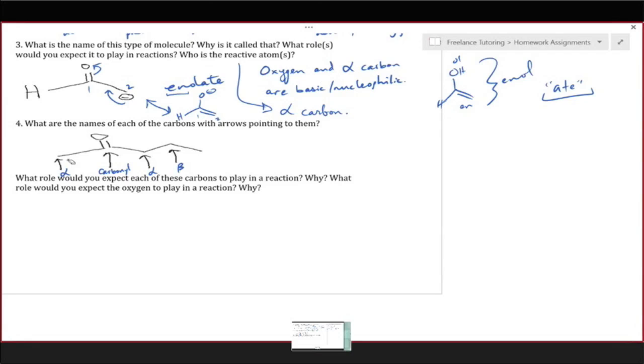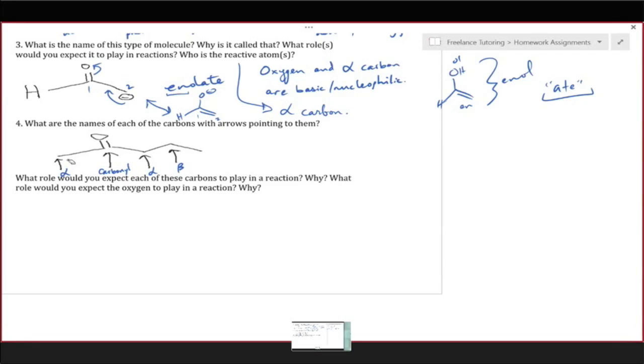Probably a nucleophile. That's right, because we just did an acid-base reaction. So that's what generally happens in the reactions you'll see in the second semester. First, we're going to deprotonate the alpha carbon, and that will make it into a better nucleophile. Okay, so what role would you expect the alpha carbons to play in number 4?